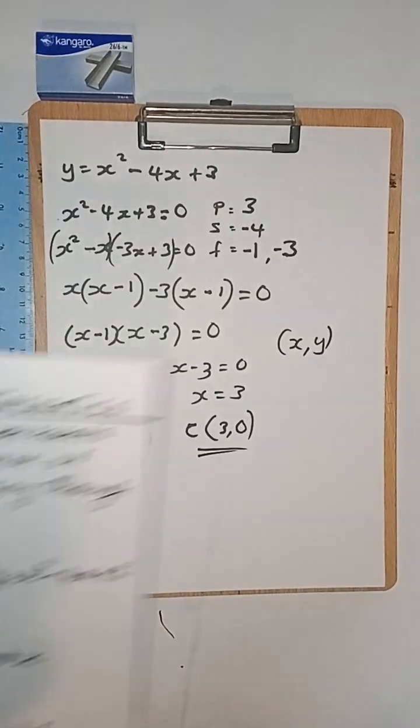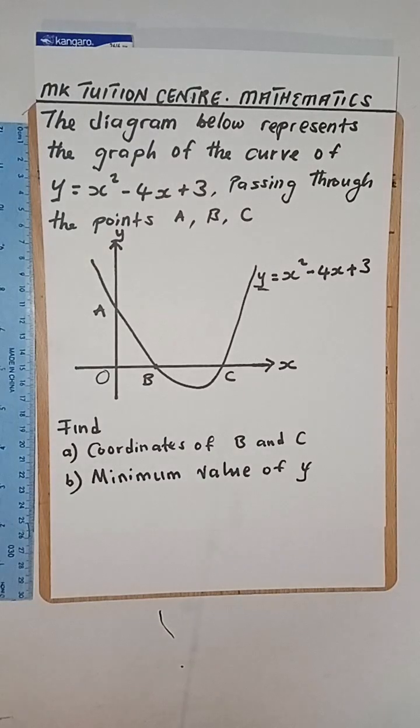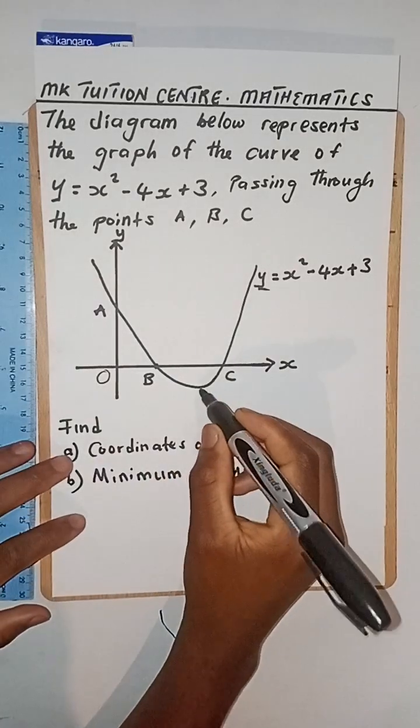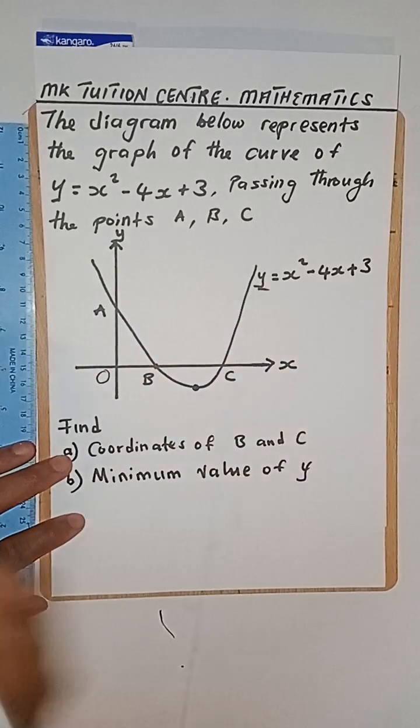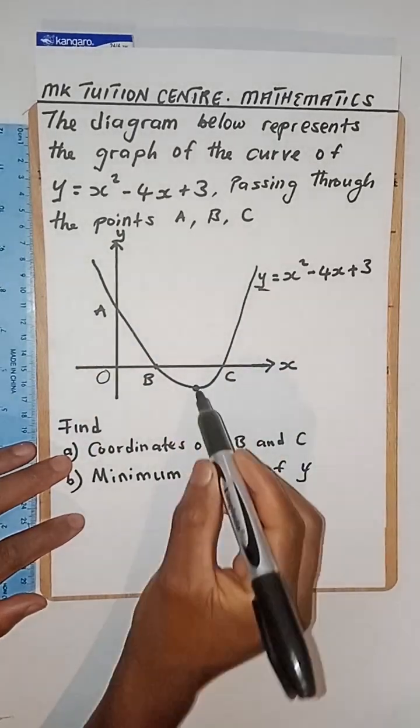Now let's go to question B, which says we need to find the minimum value of y. So where is this minimum value that they're talking about? This is the lowest y value. So in this case, we need to find the number which is just here.